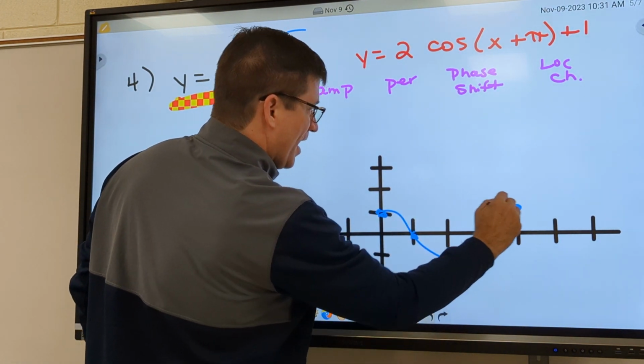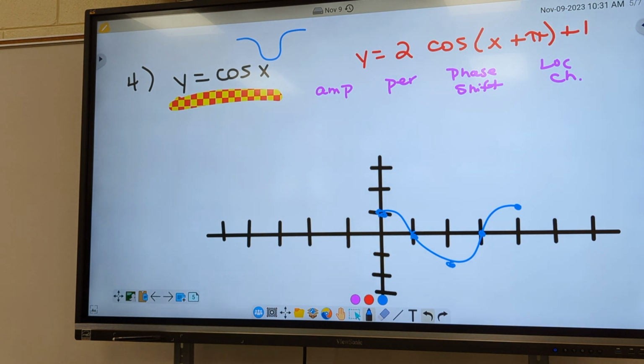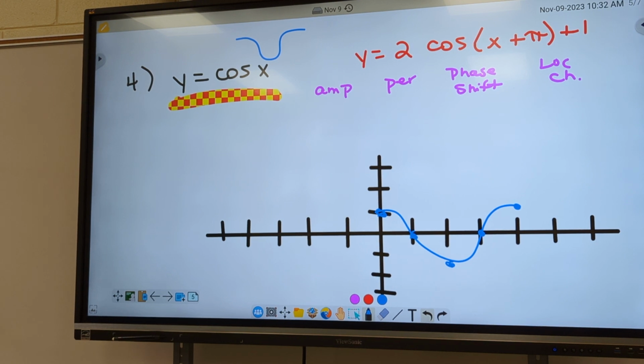All right, again, you got to memorize sine and cosine. Make sure it's not a V. Make sure it looks like handlebars on a bike. Make sure it is curved.